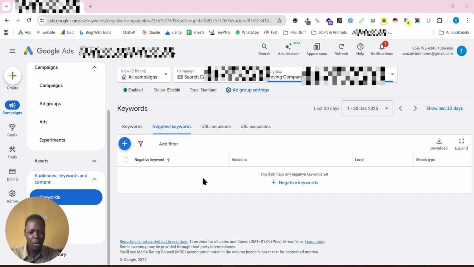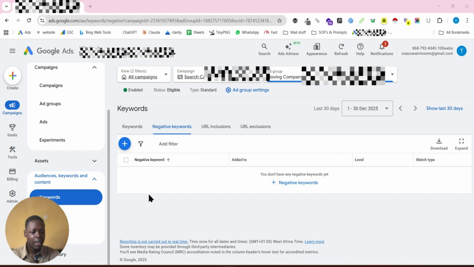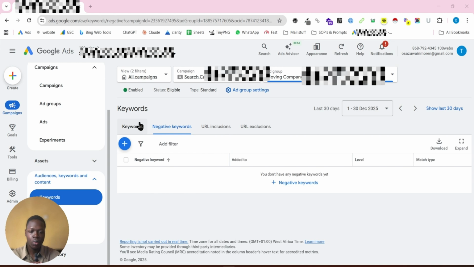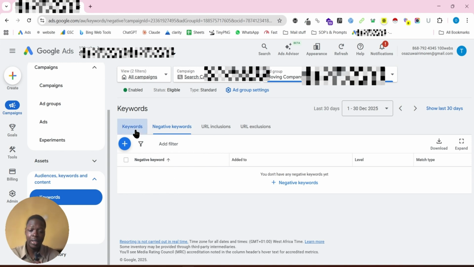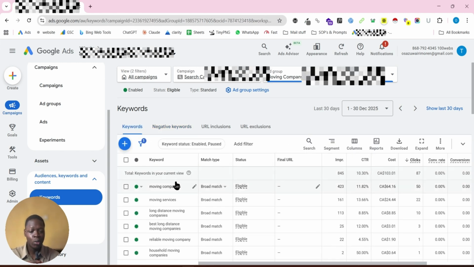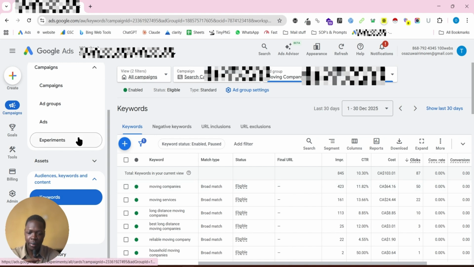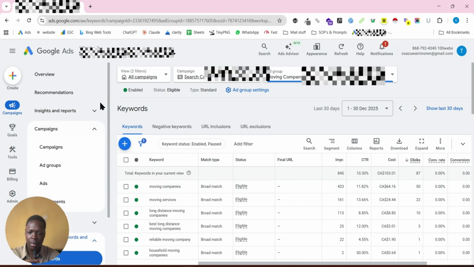Yeah, this is problem number 5. I think they don't have any negative keywords, which is a very, very useful option, especially when you're using broad match. But I always recommend, if you don't know what you're doing, do not use broad match. Right, so let's look at their search terms.